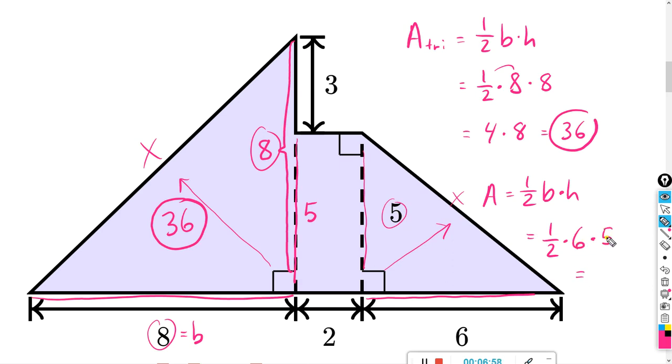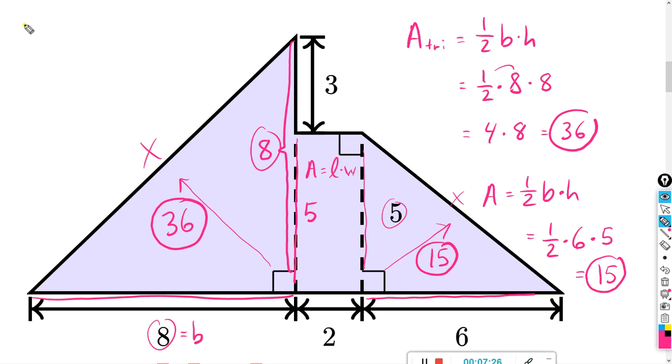Okay, 6 times 5 is 30. And half of 30 is just 15. So the area of this triangle right here is 15. All right, and we have this rectangle that's left. For the area, you can use base times height, or you can just say length times width.